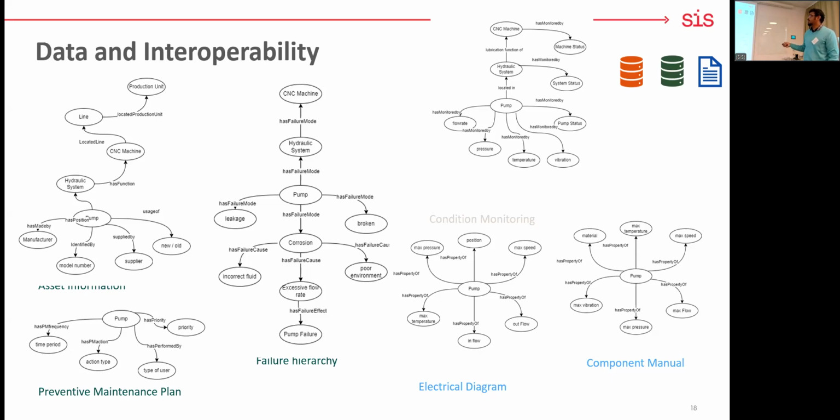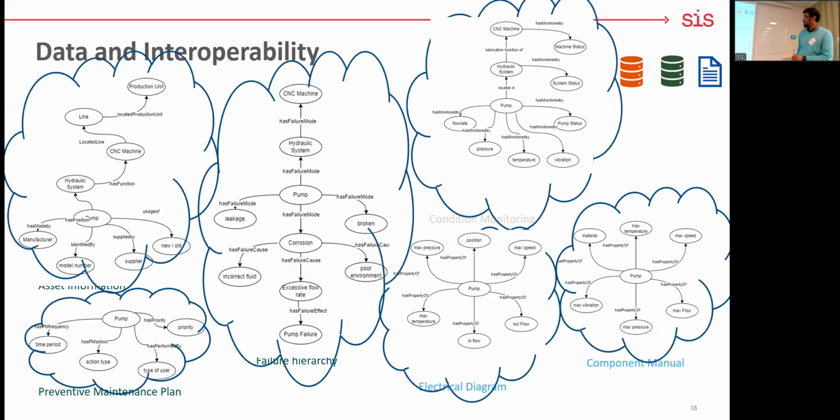The condition monitoring data, the real-time data, like we are monitoring flow rate, pressure, temperature, vibration. Electrical diagram, which shows the position of the pump in the overall system hierarchy. And the component, the pump properties. What are the ratings from the supplier? This is our condition. It's in different clouds, not integrated.